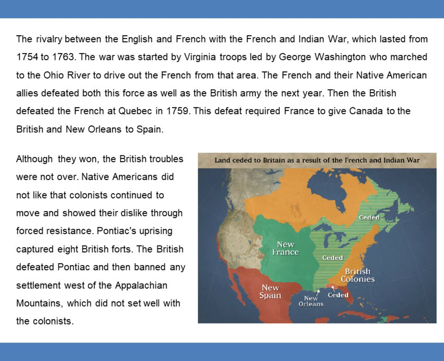The French and their Native American allies defeated both this force as well as the British Army the next year. Then the British defeated the French at Quebec in 1759. This defeat required France to give Canada to the British and New Orleans to Spain. Although they won, the British troubles were not over. Native Americans did not like the colonists, continued to move, and showed their dislike through forced resistance. Pontiac's uprising captured 8 British forts. The British defeated Pontiac and then banned any settlement west of the Appalachian Mountains, which did not sit well with the colonists.